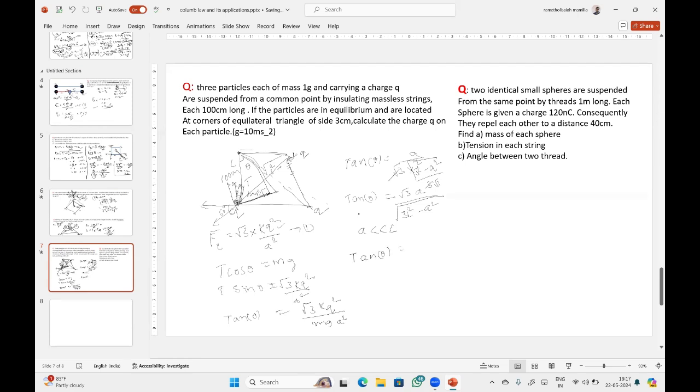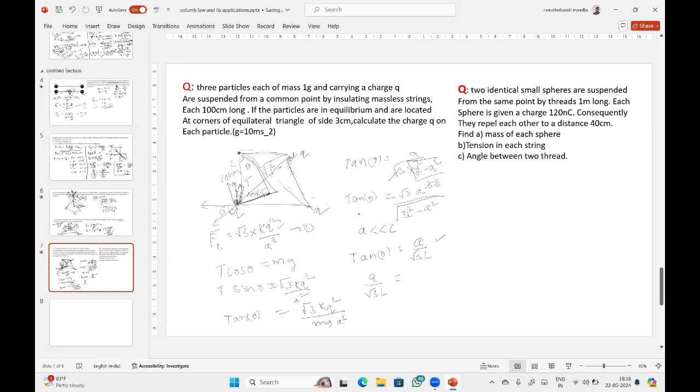So A will be taken common, and 3L square will come. So you will get the answer: tan theta is equal to A by 3L square, root 3 means root 3 L will come. That is equal to A by root 3 into L. So tan theta, after substituting this condition, A is very much less than L, after simplification you will get tan theta is equal to A by root 3L.